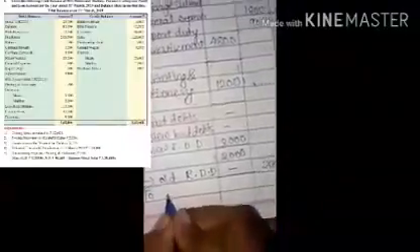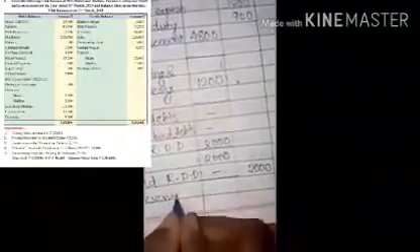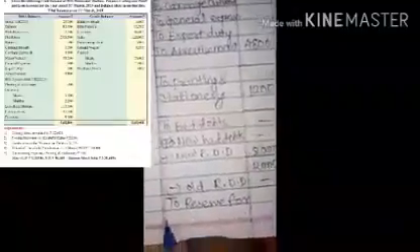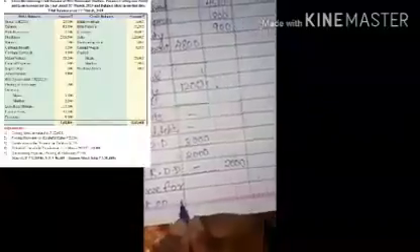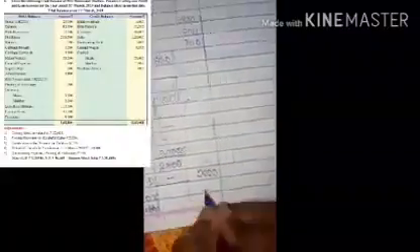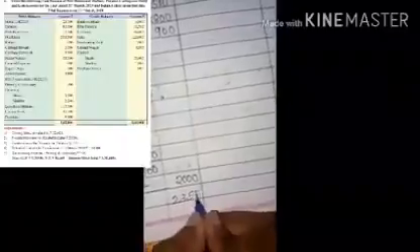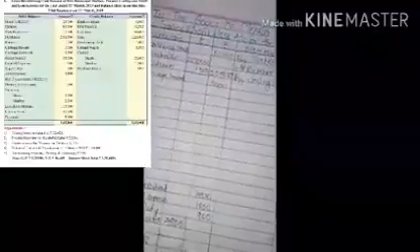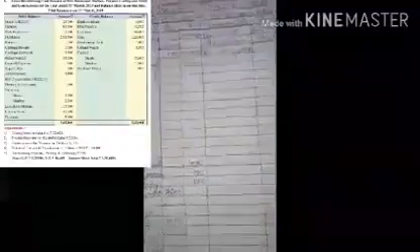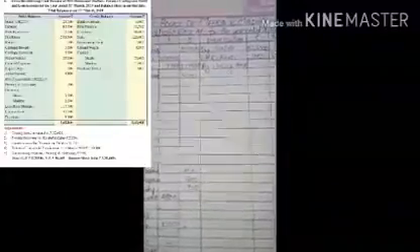Outer column will be 76,145. Now this discount on debtors will be in the profit and loss account debit side. We have to write to reserve for discount on debtors. Amount will be in the outer column 2,355. Okay.